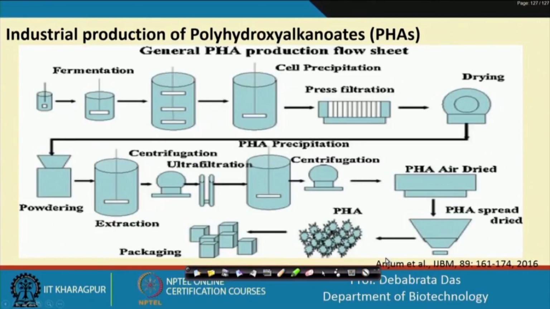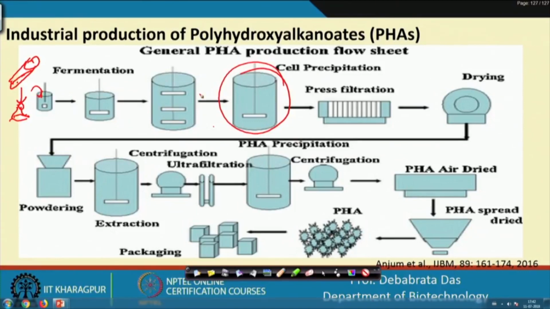Now, if you look at the flow diagram, this shows how we industrially produce it. We have a strain, suppose this microbial strain in a slant. Then we put it in a conical flask. We grow it in liquid media. Then we transfer it to the reactor, slowly increase the volume, and come up to the production fermenter.